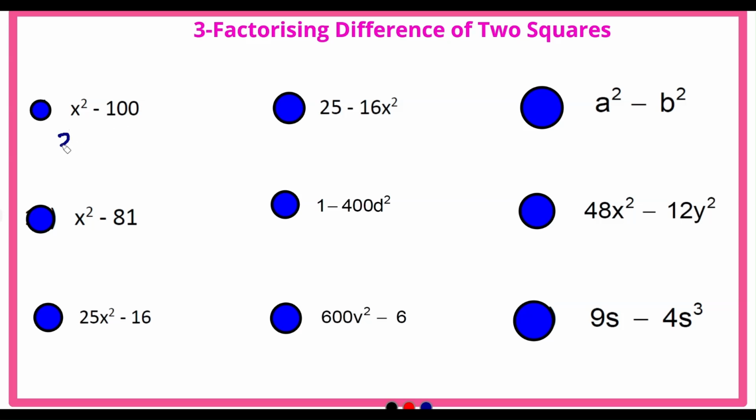So when you factorize that, it's actually x minus 10 and x add 10. Done. Look how easy that is. 10 times 10 is 100. And why do we call it difference of two squares? Because this is a square, that's a square, and that's a difference between them.